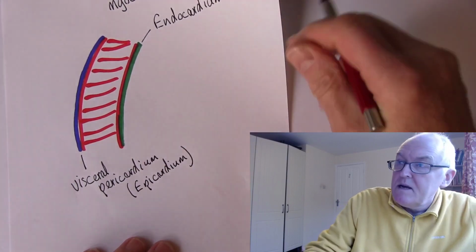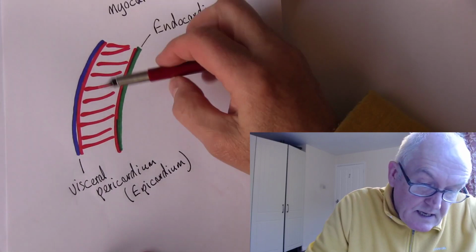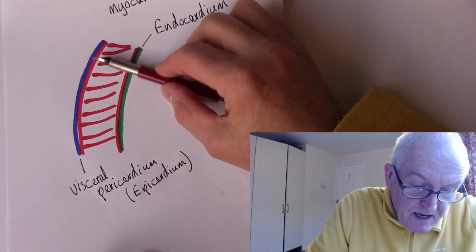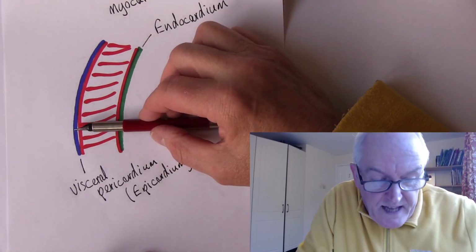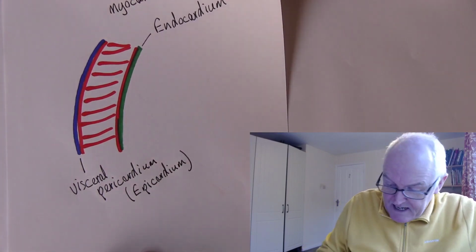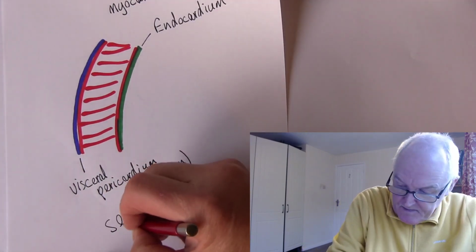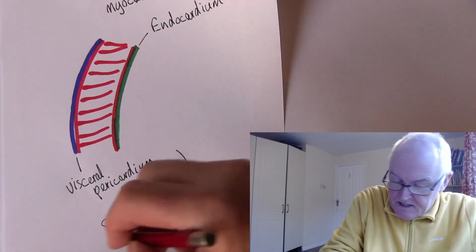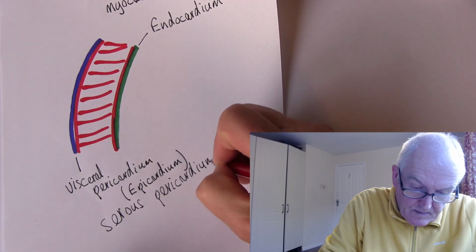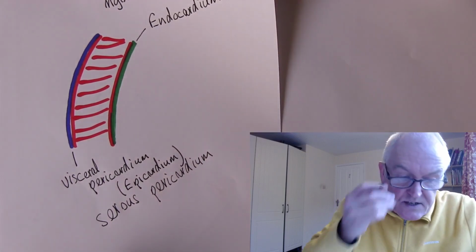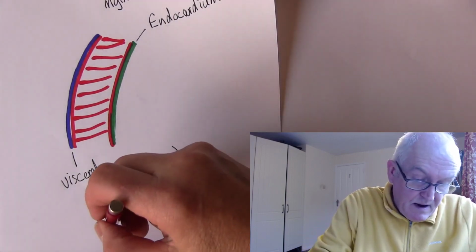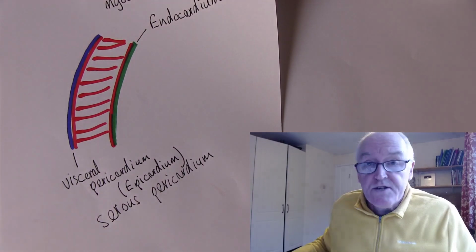The epicardium. Now, epi means on the outside, so it's on the outside of the heart. So it's the epicardium. But you and I know that that's actually the visceral pericardium, and it's serous. It's the serous pericardium. And what we mean by this is it secretes serous fluid. So a serous membrane is a membrane which secretes serous fluid, just the same as the pleural membrane.